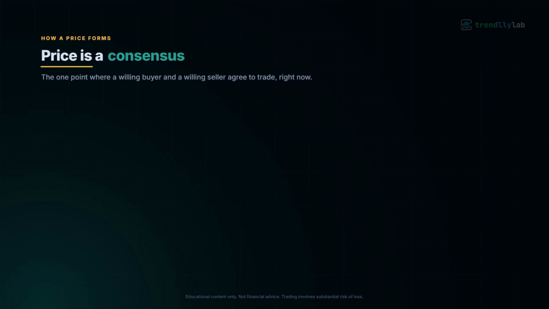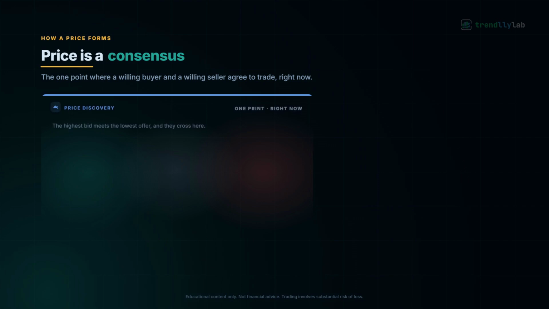A share is a slice of ownership in a company, but a trader is not really trading the business. They are trading the price, the number that moves every second while the auction runs. So what actually sets that number? Look at the two people behind it. This is price discovery, and it produces one print, right now.